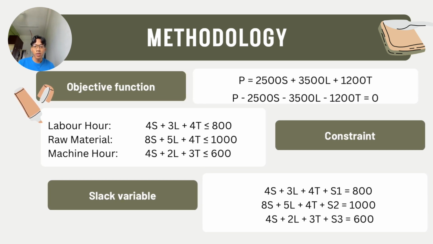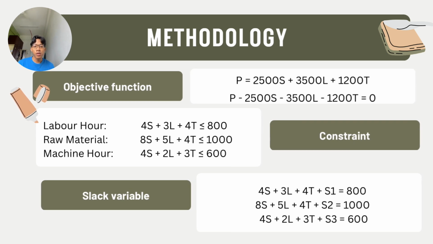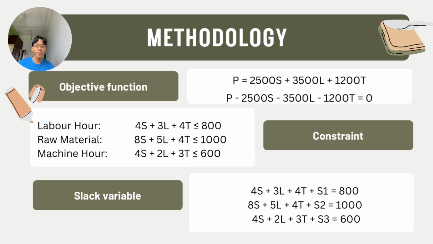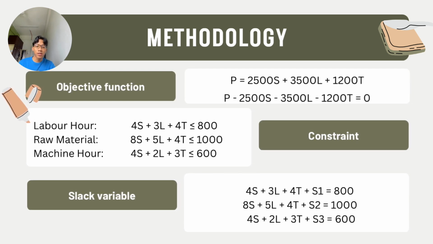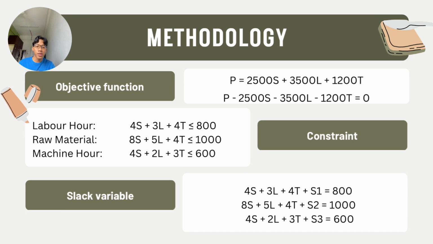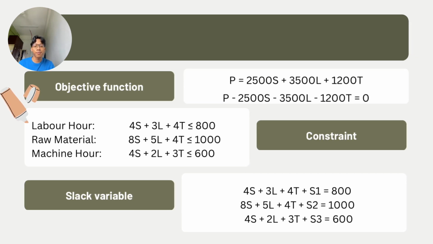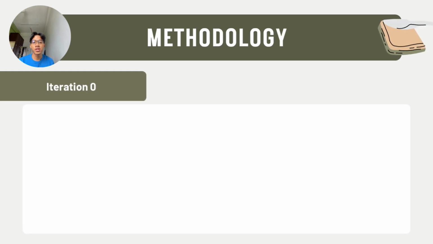And then we add slack variables S1, S2, S3 to get rid of the less than or equal sign, and we get only the equal sign, such as for the labor hour: 5S plus 3L plus 4T plus S1 equal to 800. So to solve this question, we use the simplex method.